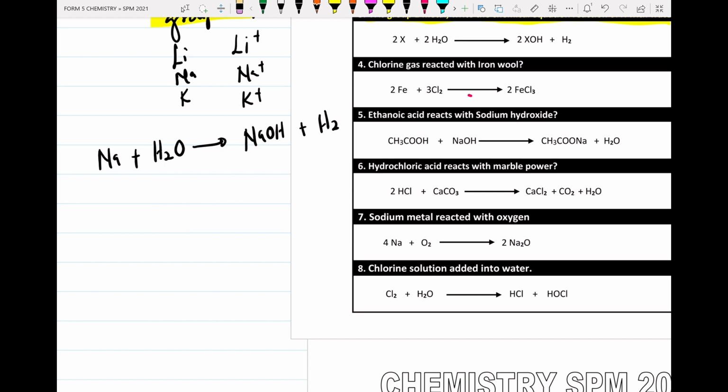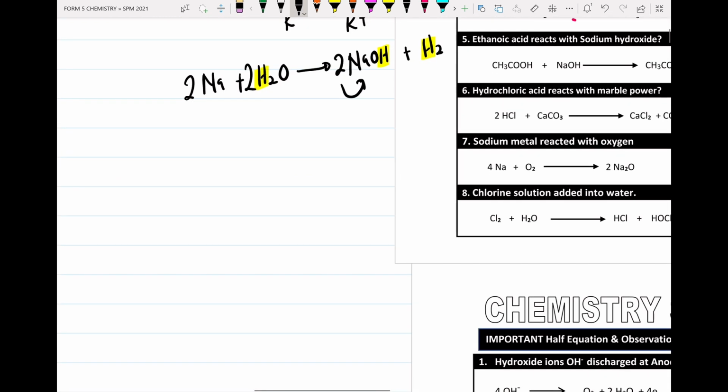Balance the equation. How to balance the equation? Check hydrogen: here 3, here 2. Make it an even number, so I times 2 here, so hydrogen becomes 2 plus 2, hydrogen 4. So here I times 2, hydrogen 4. Then I balance the sodium 2. The equation is balanced.